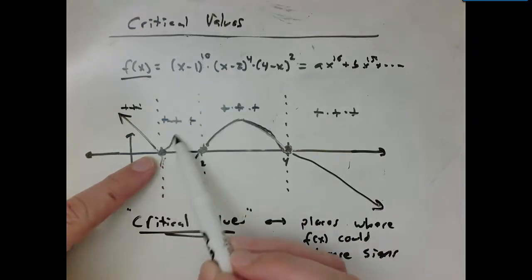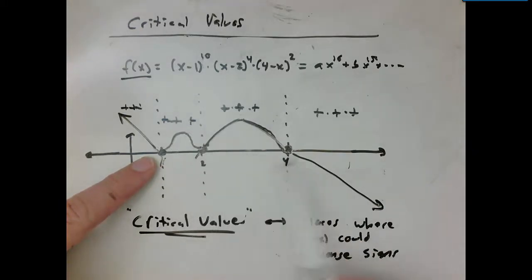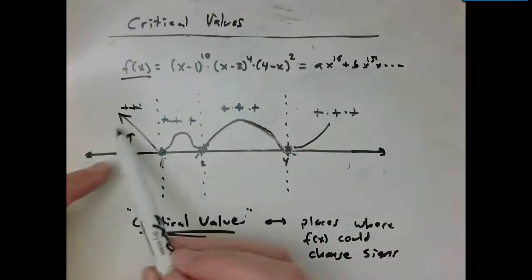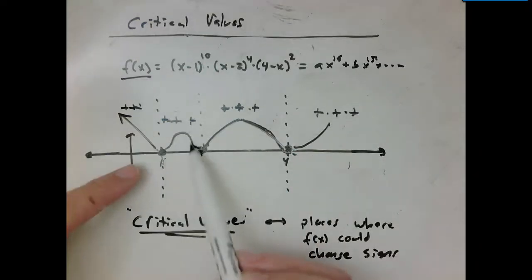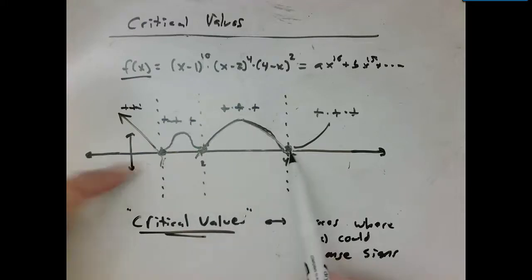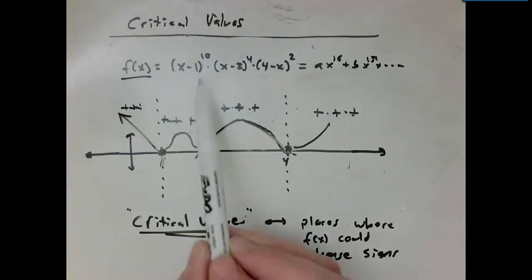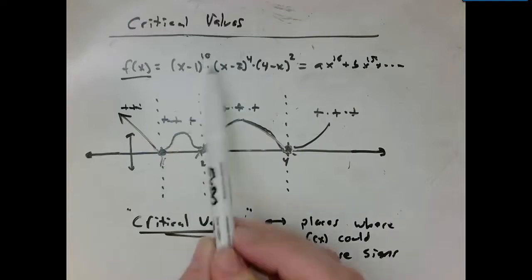But what you're going to end up getting is a graph that dips down to 0, but then becomes positive, dips down to 0, becomes positive, dips down to 0, becomes positive. So 1, 2, and 4 are still critical values, because those are places where the equation might have gone negative if these exponents were different.